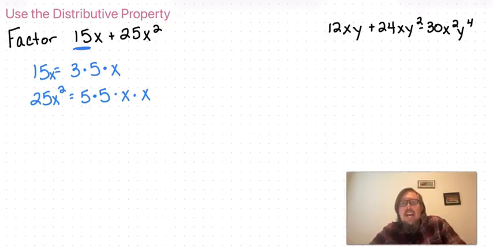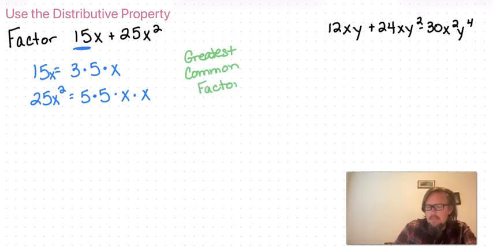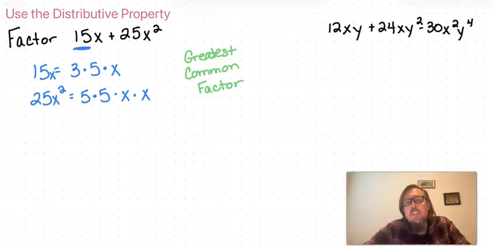Now, in order to factor this entire thing, this entire binomial here, 15x plus 25x squared, what we're looking for is something called the greatest common factor, which is something you have done before. You've done greatest common factor before. You haven't done it with variables before, probably, but you've done it just with numbers. So to find the greatest common factor, what we do is we look at these two lists that we've created, these lists of factors. And what I'm looking for is what factors appear in both of these lists.